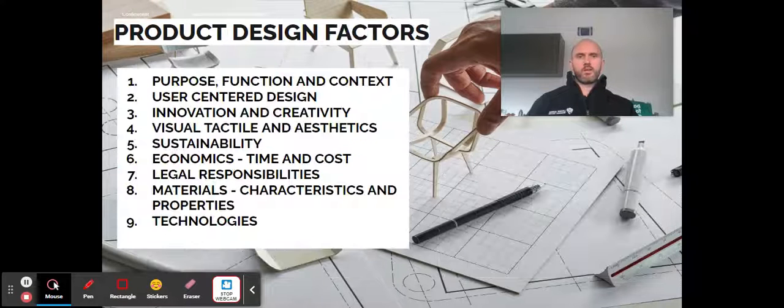Another key area within this subject are what's called product design factors. So if you're a student in my class, you're taking on the role as a designer, and it's your job to design products. And when we're doing that, we need to consider these design factors. So the purpose, function, and context, user-centered design, innovation and creativity, visual, tactile, and aesthetics, sustainability, economics, legal responsibilities, understanding materials, the characteristics and properties of them, and the technologies we use to change those materials into usable form.